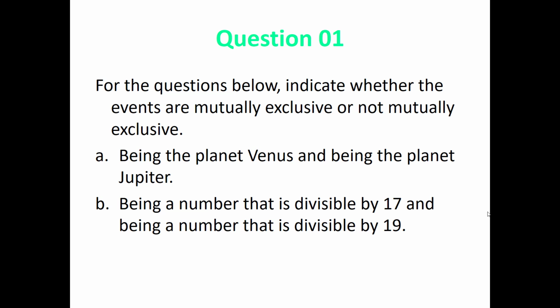So for the questions below, indicate whether events are mutually exclusive or not mutually exclusive. A, being the planet Venus and being the planet Jupiter. B, being a number that is divisible by 17 and being a number that is divisible by 19.